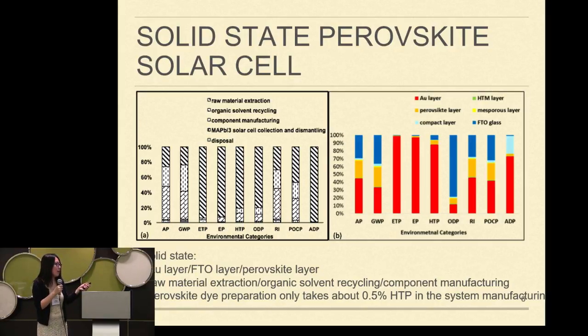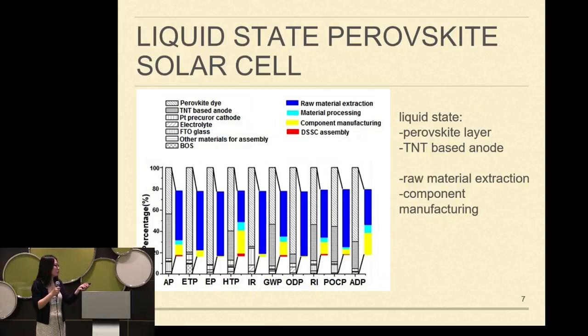And also we have this result. The preparation of the perovskite dye only takes about 0.5% of the human toxicity potential in the system manufacturing.